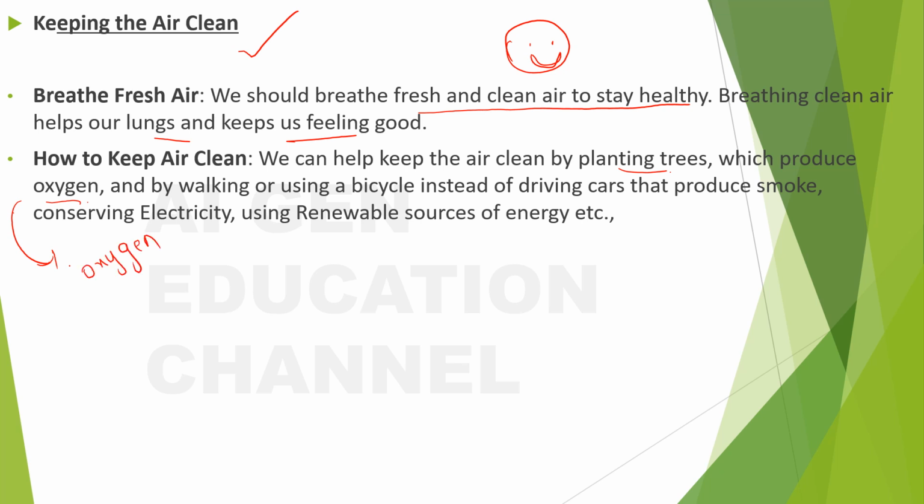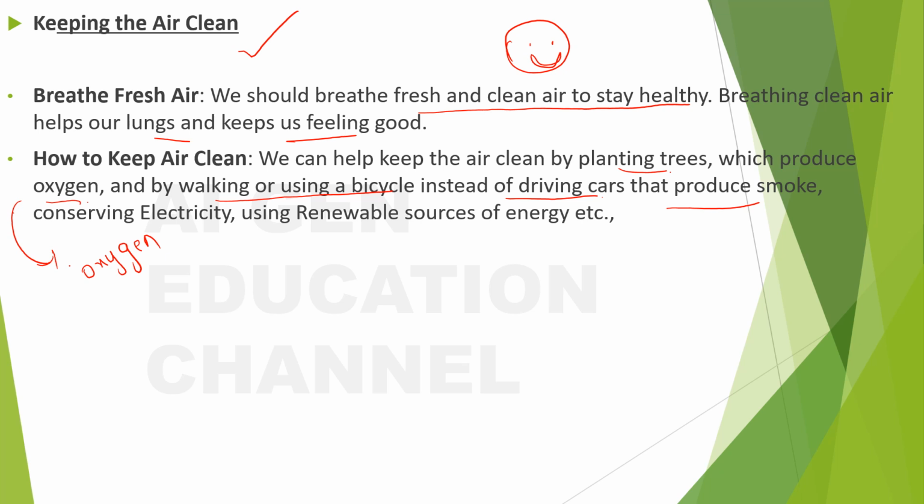And by walking or using a bicycle instead of driving cars that produce smoke. Cars produce a lot of smoke. If you look at the back of the car, from the pipe, you will see so much smoke. So instead of using cars, if something is nearby, if you prefer walking or using a bicycle, then you automatically reduce the pollution and you will help our planet Earth.